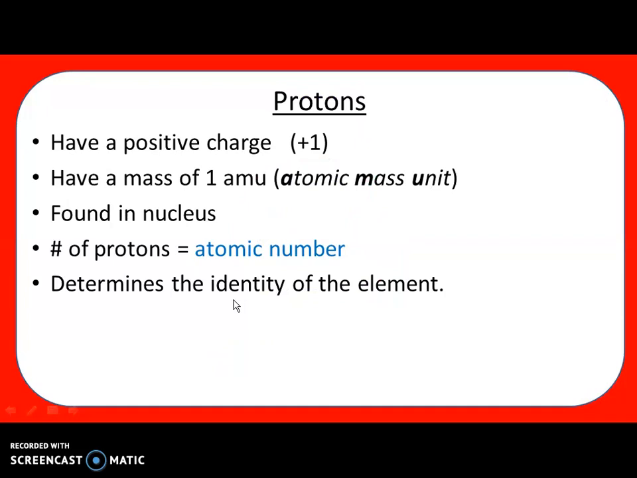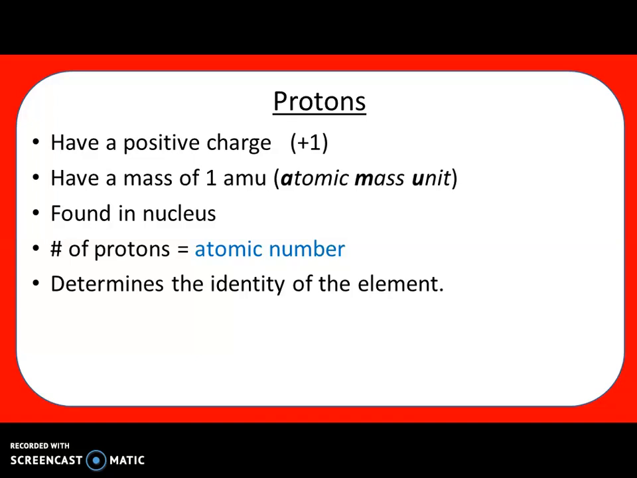So let's go to the protons. Protons have a positive 1 charge. They have a mass of 1 AMU. That stands for atomic mass unit, and we will learn more about that on the last slide. They are found in the nucleus, and the number of protons is equal to the atomic number. This is one of your vocabulary words, so I've made it a different color.